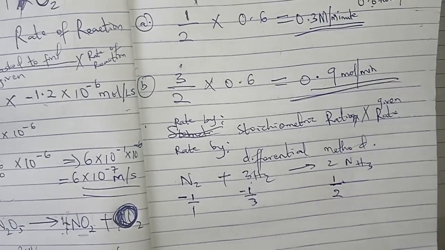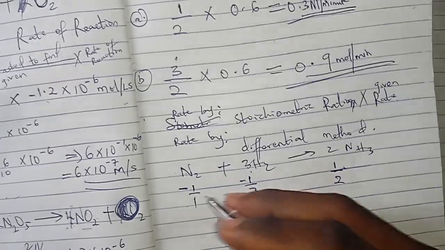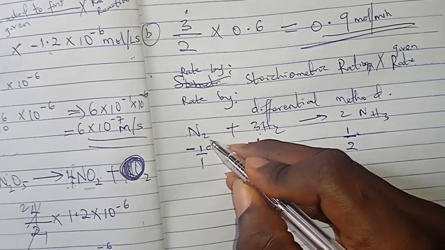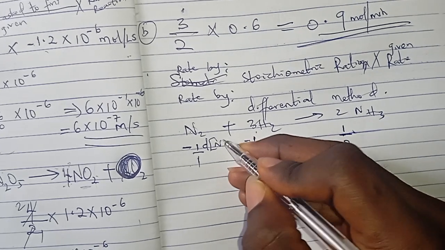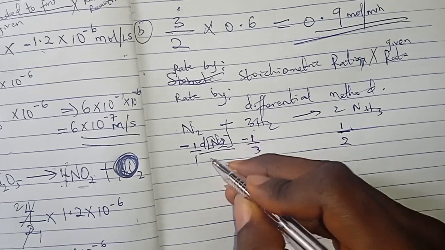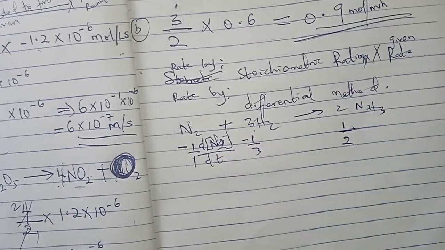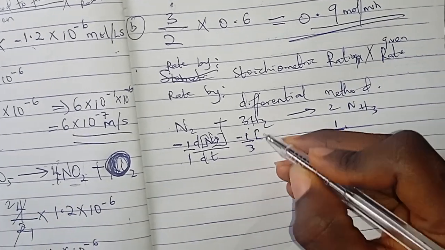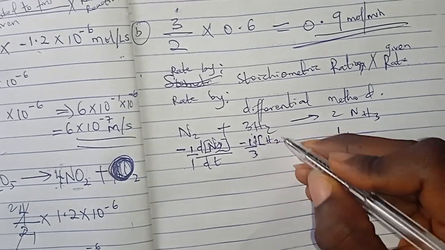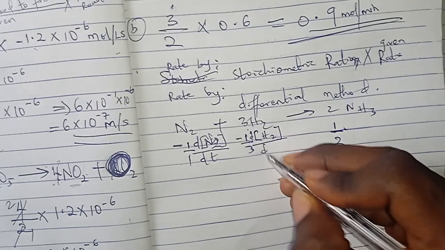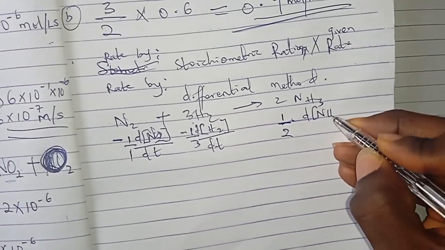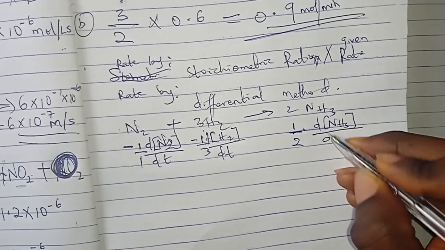By differential method, I will now say this is going to be change in N2 all over change in the time for it to happen. Change in H2 d of all over d of the t. So change in NH3 all over dt.